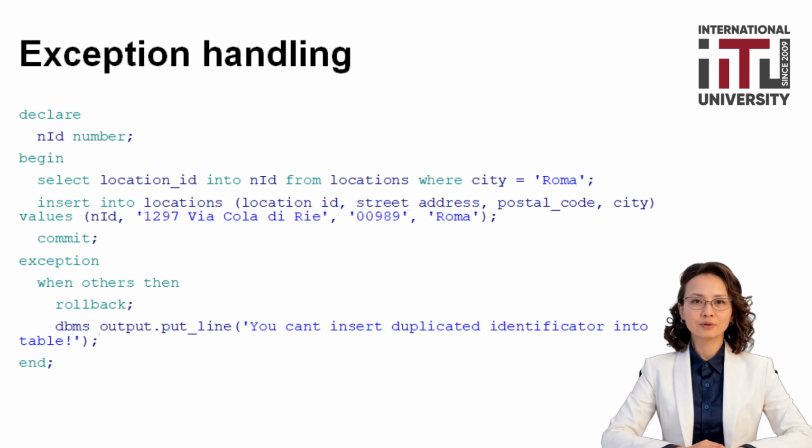If any error occurs, the others exception is triggered. The program rolls back the transaction and prints a message: you can't insert a duplicated identifier into the table. This shows how the others handler can catch any error and ensure the program remains safe.